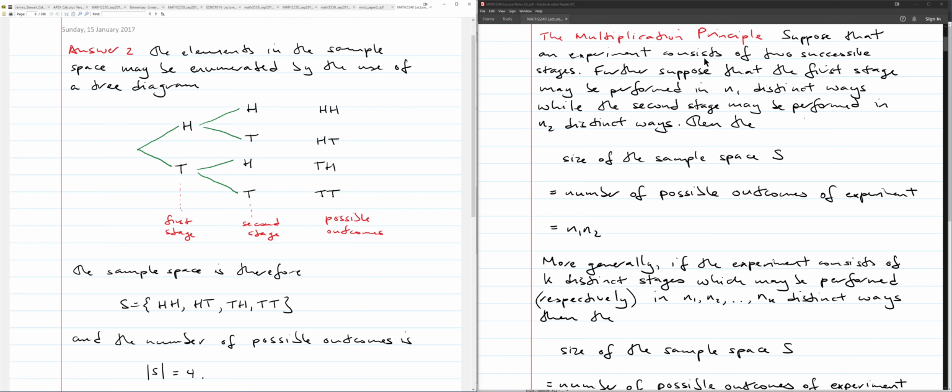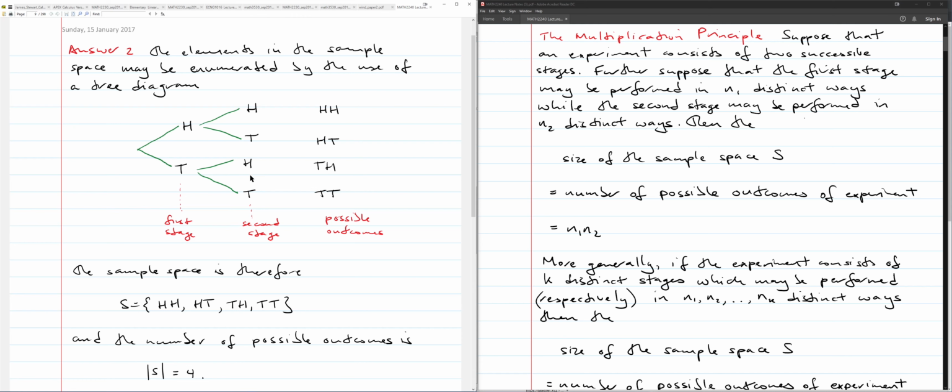You have an experiment that consists of 2 successive stages. Here is an example of a first stage, and here is an example of a second stage. The first stage can be performed in n1 distinct ways. So if you're starting from here, what this means is that after your first stage you have n1 possible outcomes. This is small n with subscript 1, and the 1 indicates the first stage.